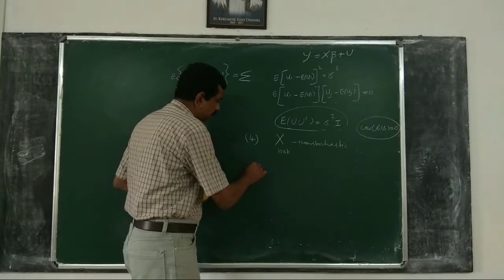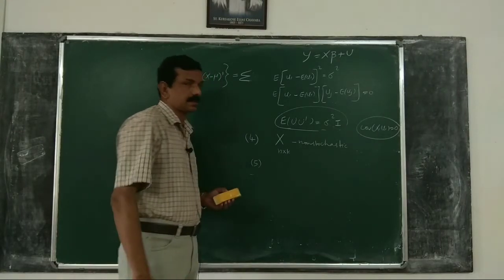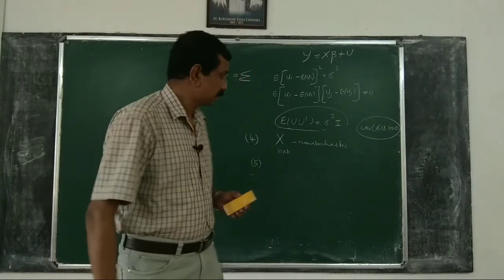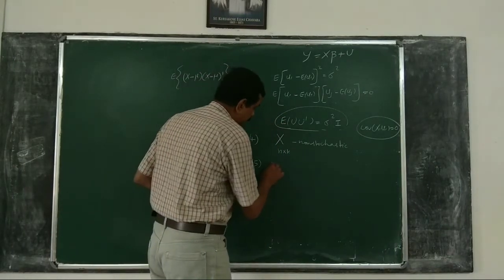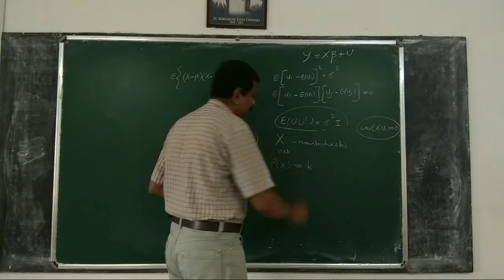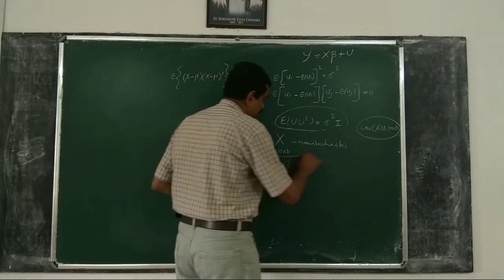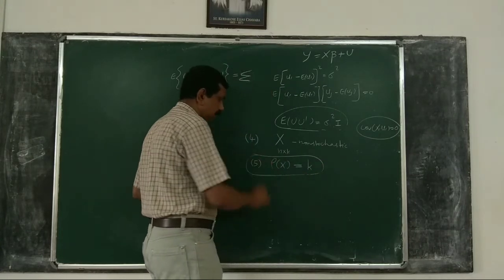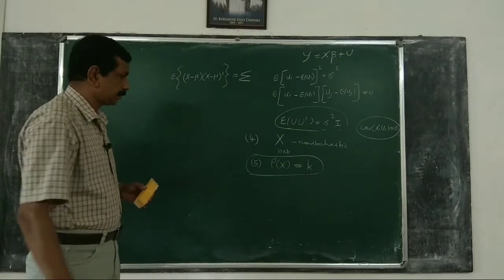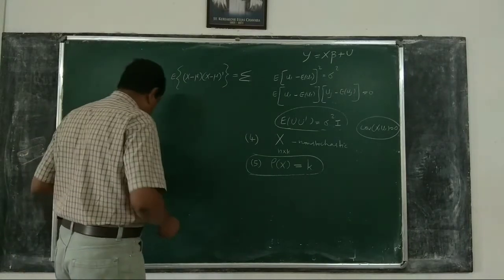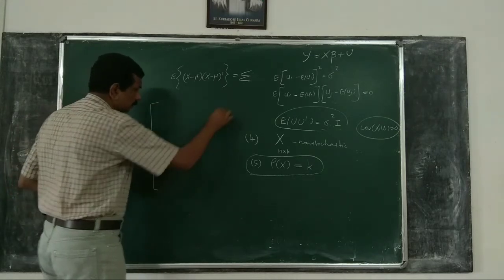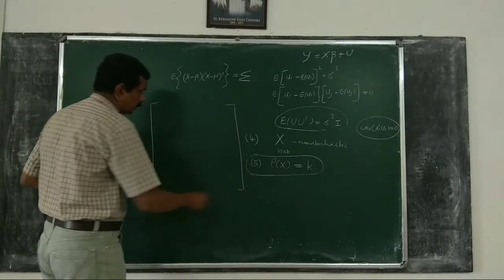The fifth assumption is in matrix form. The fifth assumption is the rank of X is equal to k. And this is a very important assumption. Let us see what is meant by this assumption. Consider a general k variable model. The X matrix is like this.